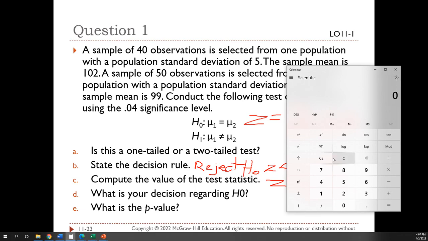Okay, so we're going to take 5 squared divided by 40. We're going to add it to, in parentheses, 6 squared. Again, these are the standard deviations for each of our populations. Divided by 50, which was the sample size. Alright, so it's 1.345.